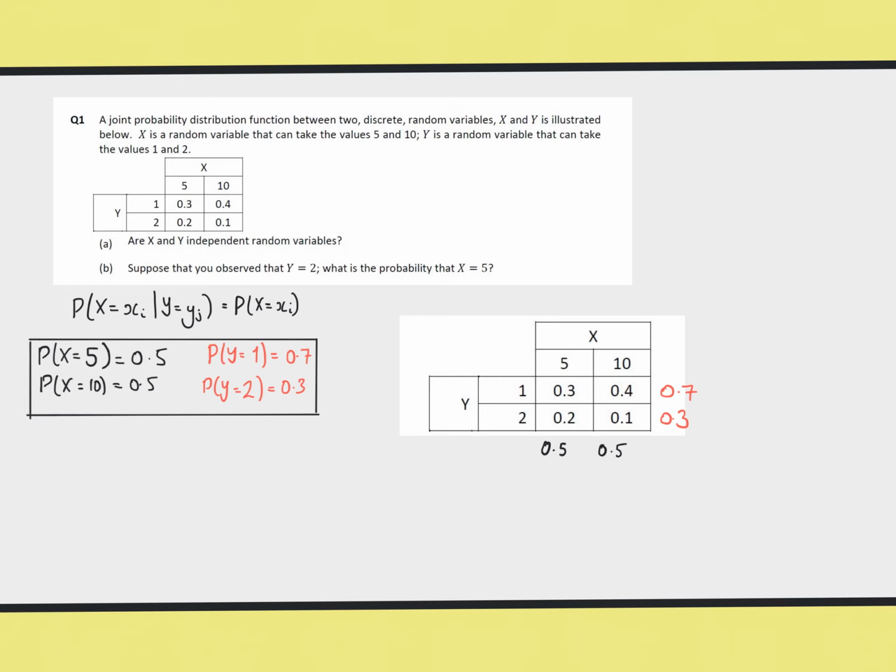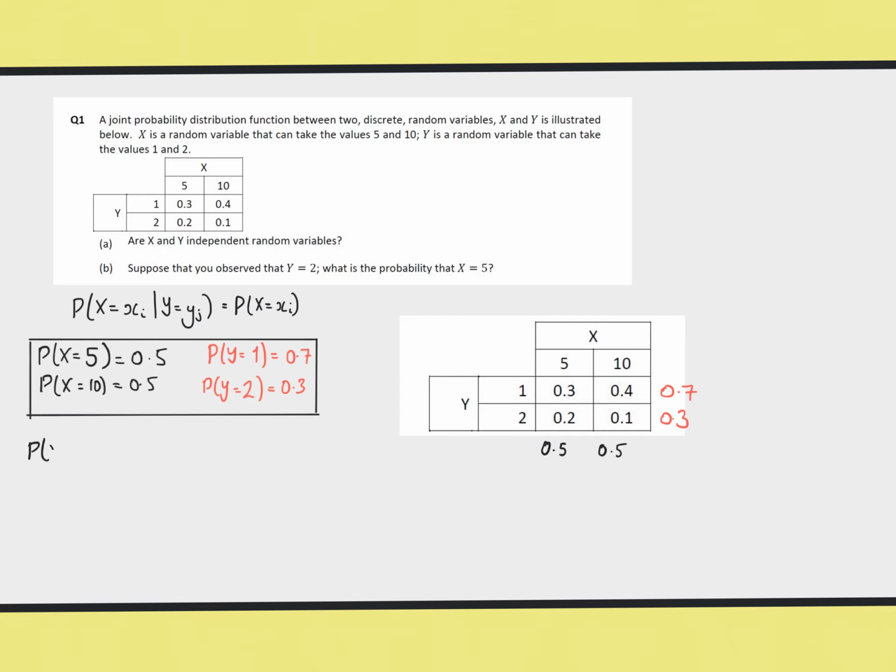Now, we don't yet have enough information to say whether or not they're independent, but in order to address whether or not they're independent, let's try and answer part B. So suppose that you observe that y is equal to 2, what's the probability that x is equal to 5? In other words, conditioning on y being equal to 2, what's the probability that x is equal to 5?